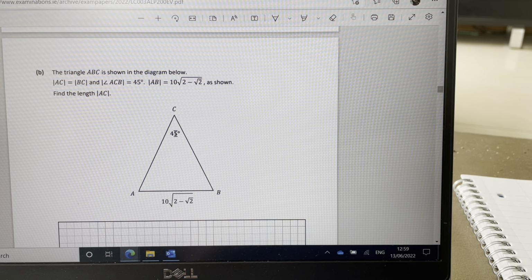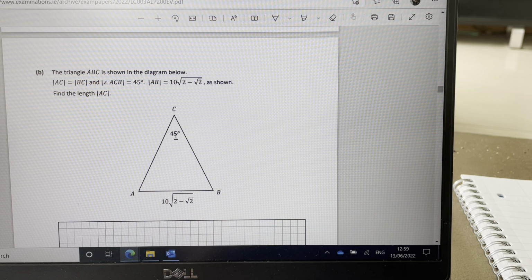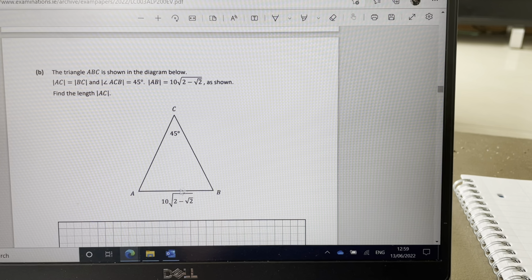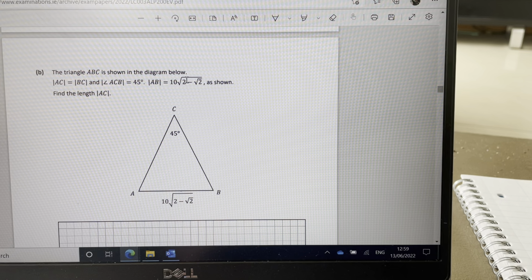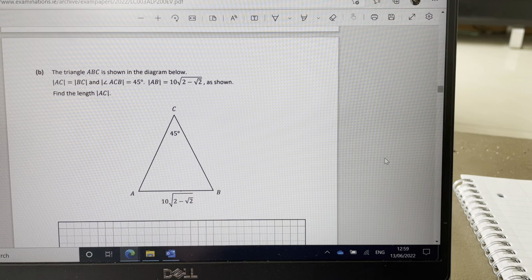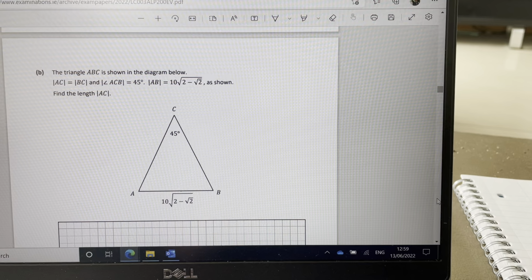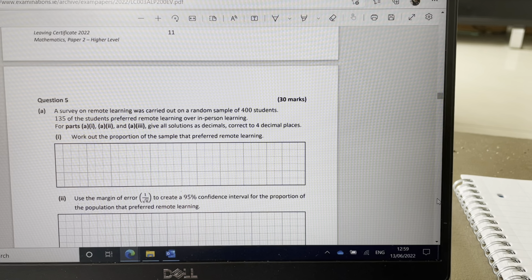And the cosine of 45 is what? 1 over root 2, so it probably simplifies all of those. That's the first time I've ever seen a root of a root in a Leaving Cert paper, so it's mixing it up a little bit there.